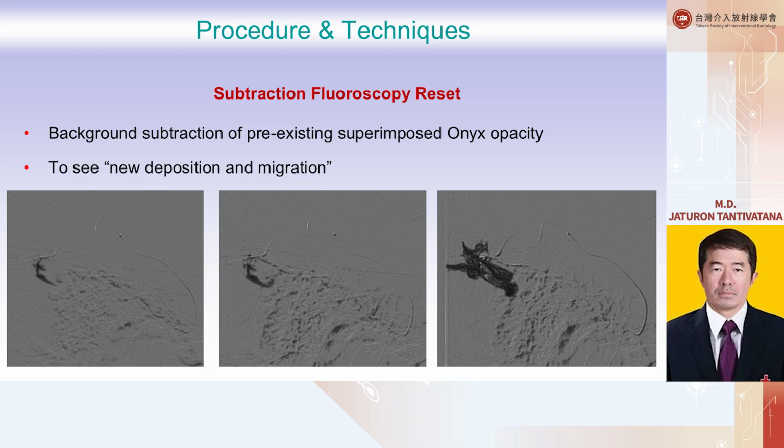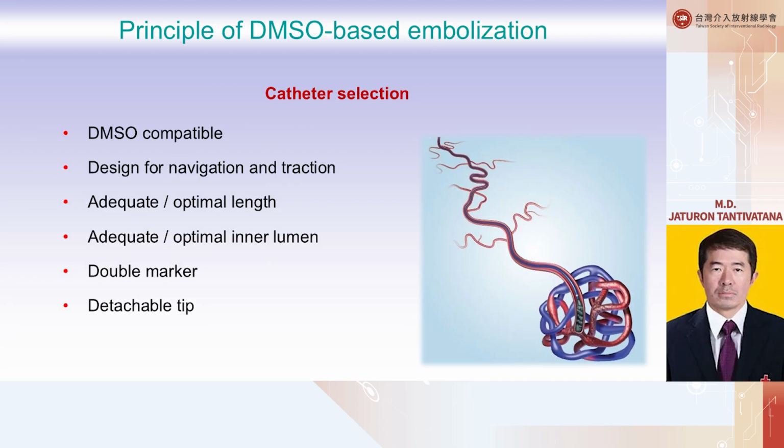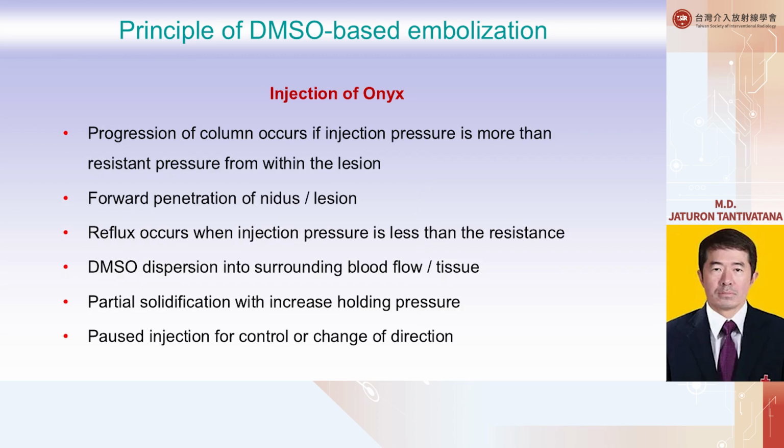That is one. At first, when we inject the Onyx, we have to pause a little bit to let the Onyx settle down and solidify partially, and then pause and inject again to reach the other portion of the nidus. And then finally, we can fill the whole portion of the nidus or AVM. Okay, and we have to use the proper tools also, with a compatible microcatheter, with many variations to suit our purpose.